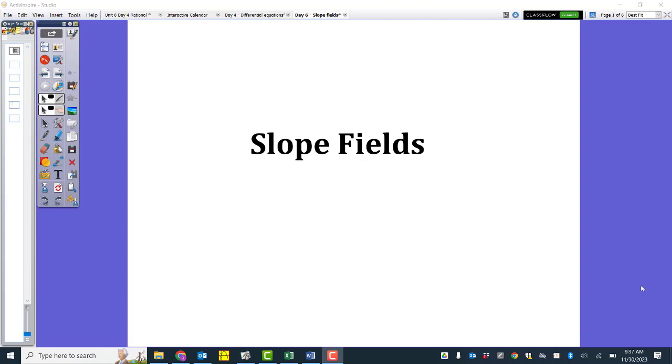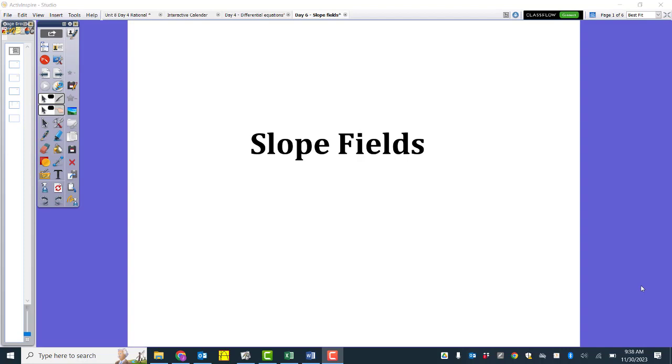All right, so today we're looking at slope fields. Slope fields are a way to approximate the solution to a differential equation. We're going to use it for all different types, but there are going to be a lot of differential equations that we can't solve yet.